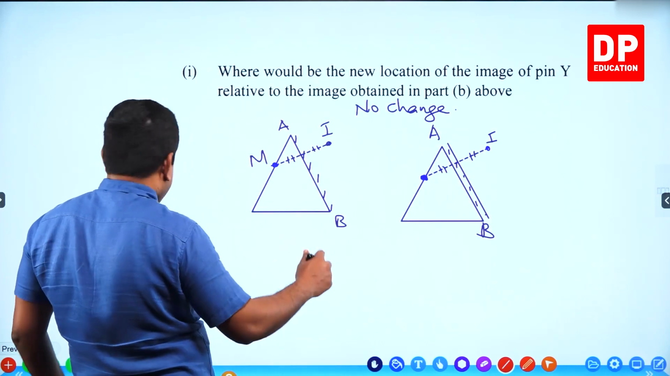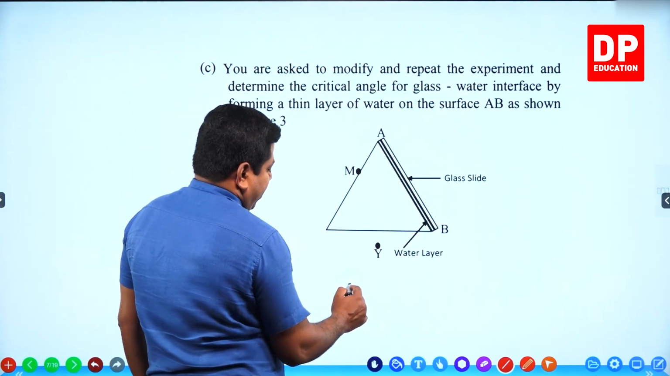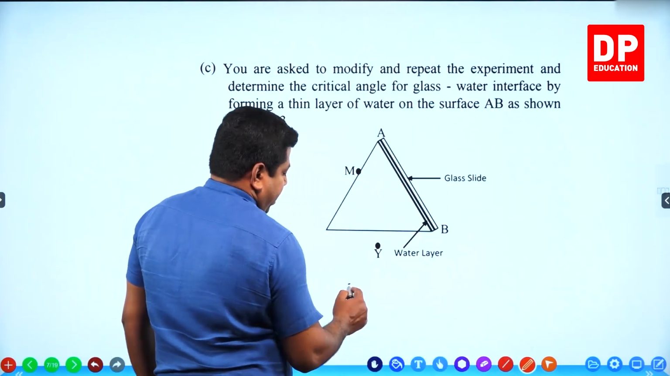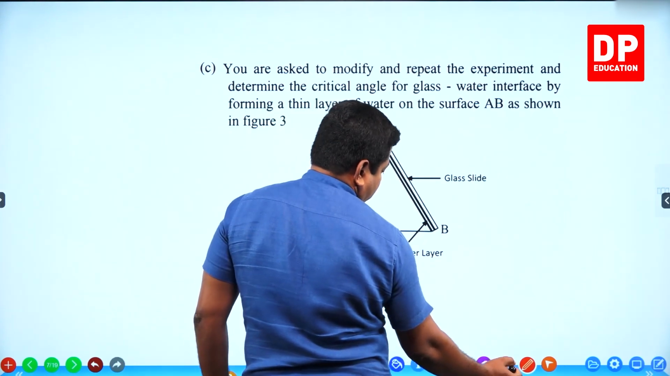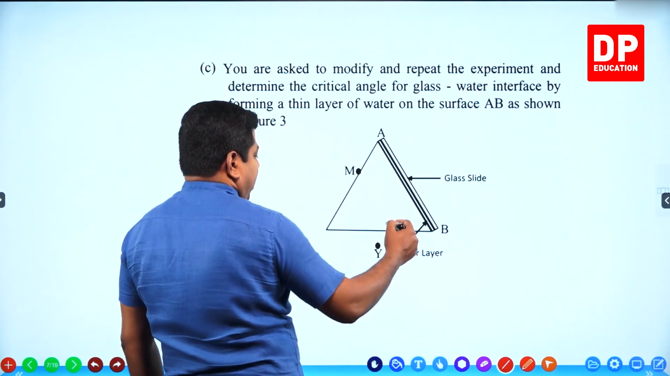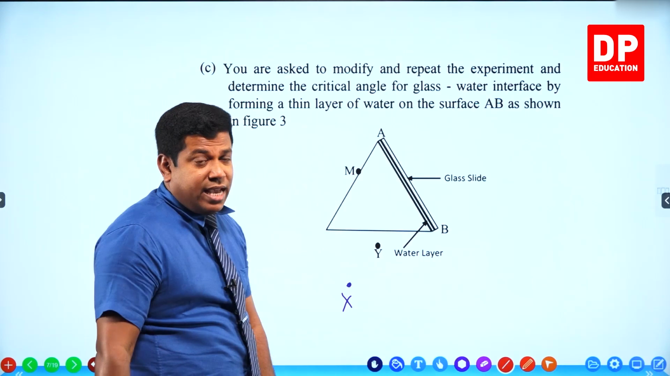Figure 3. This is figure 3. This is where you had x and y. Let me mark x also. This is where you had x and y, right? Now, if you connected x, y, this is how the line would have been, right? If I go back to the previous diagram, I'll show you.